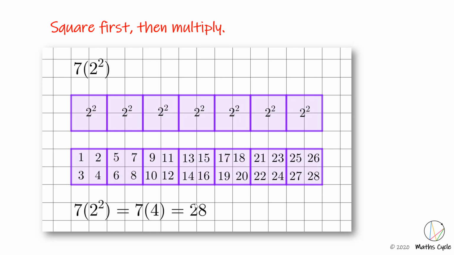Now to make the 28, look what we had to do. We had to calculate the square first, so we had to see how many units were in the square. So 2 squared is 4 units, 1, 2, 3, 4. And then multiply that by the 7 for the 7 squares. So that equals 28. That's important when you see something like this: you square first and then you multiply by the number in front.